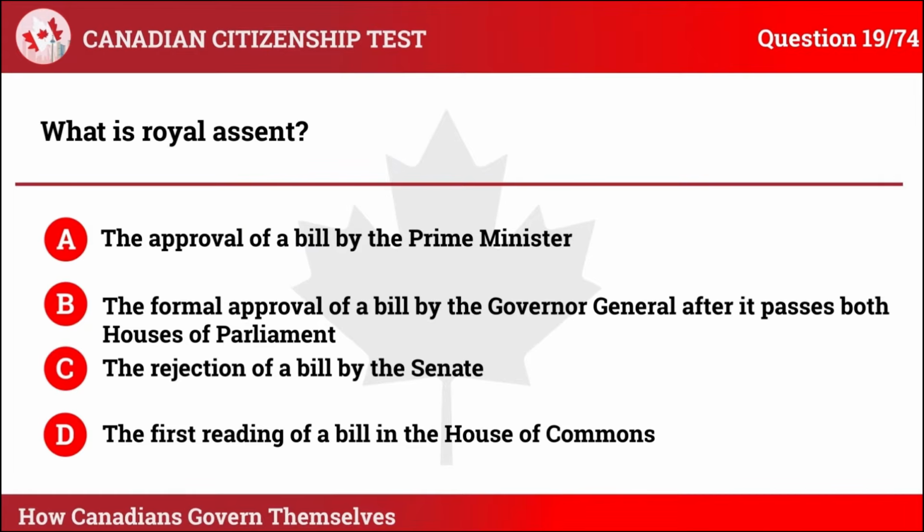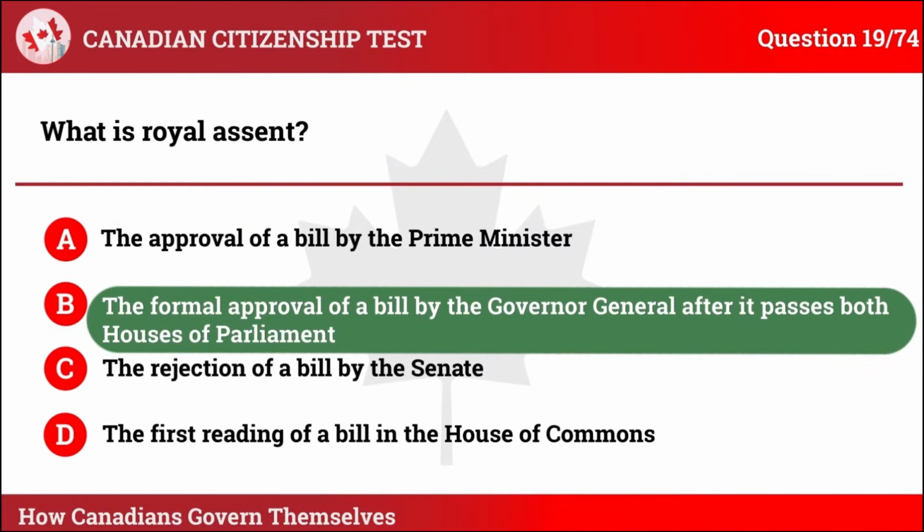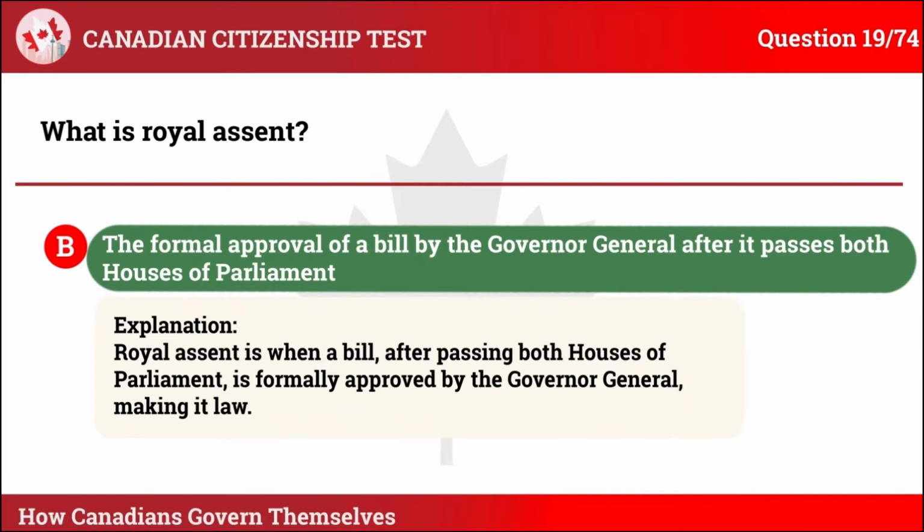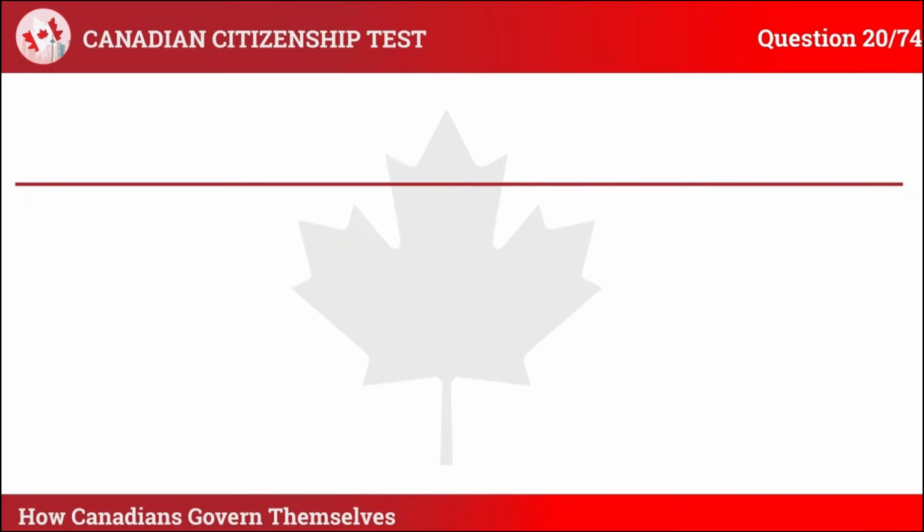The correct answer is B. The formal approval of a bill by the Governor-General after it passes both Houses of Parliament. Explanation: Royal assent is when a bill, after passing both Houses of Parliament, is formally approved by the Governor-General, making it law.